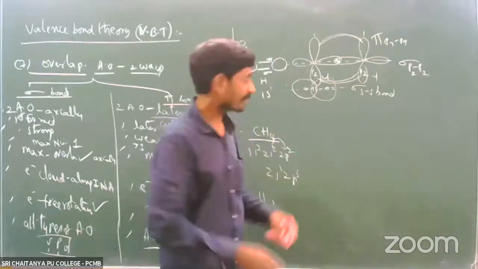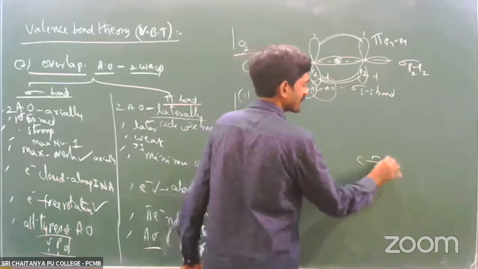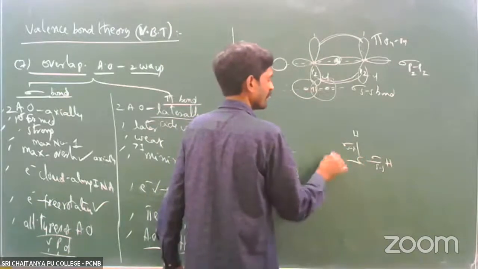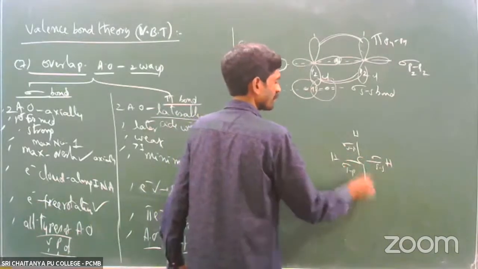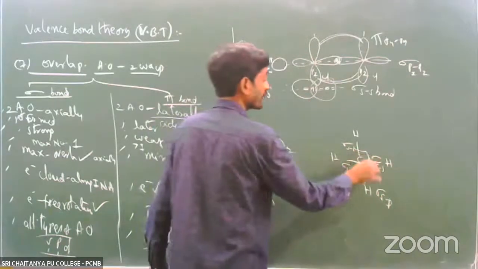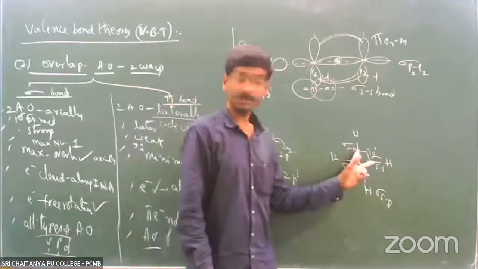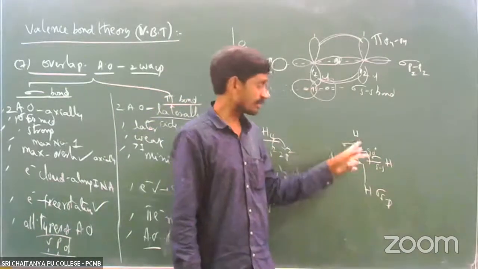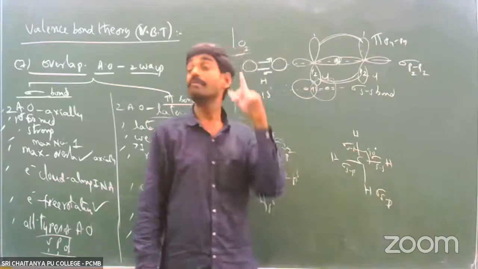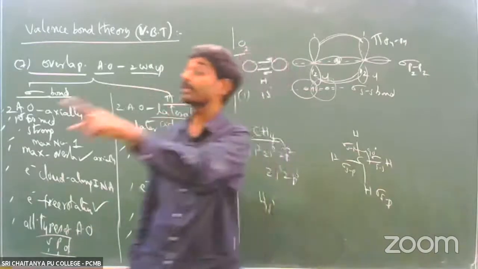That means they are overlapped. How they are overlapped is, this is one sigma s-s bond, and this is one sigma s-p bond, and this is one sigma s-p bond, and this is one sigma s-p bond. So all are perpendicular to each other. These two are perpendicular, these two are perpendicular, these two are perpendicular. According to valence bond theory, the orbitals are arranged perpendicular to each other.